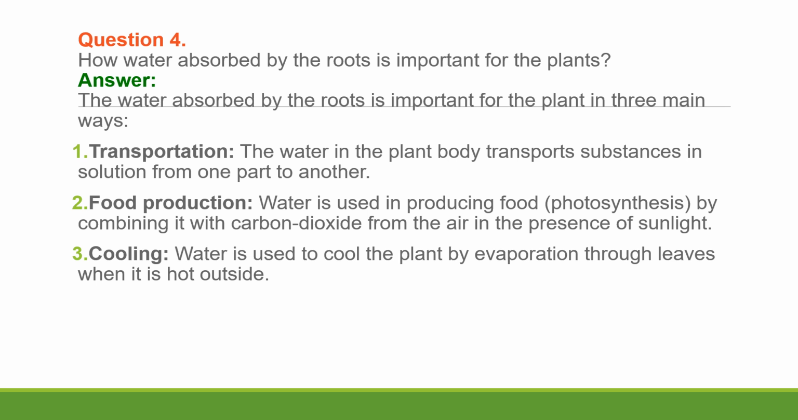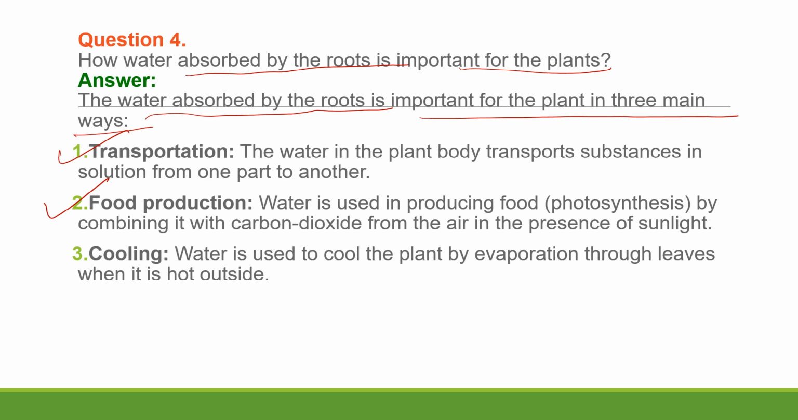So look at this question. How is water absorbed by the roots important for the plants? The water absorbed by the roots is important for the plant in three ways. So what are the three ways? Transportation, food production, and cooling. So transportation: the water in the plant transports substances in solution from one part of the body to another.